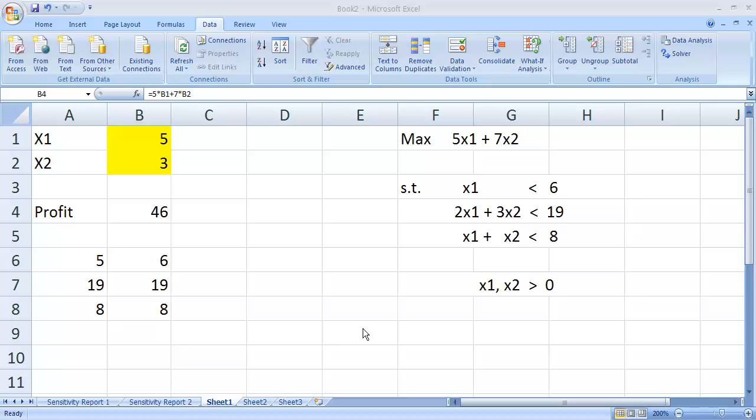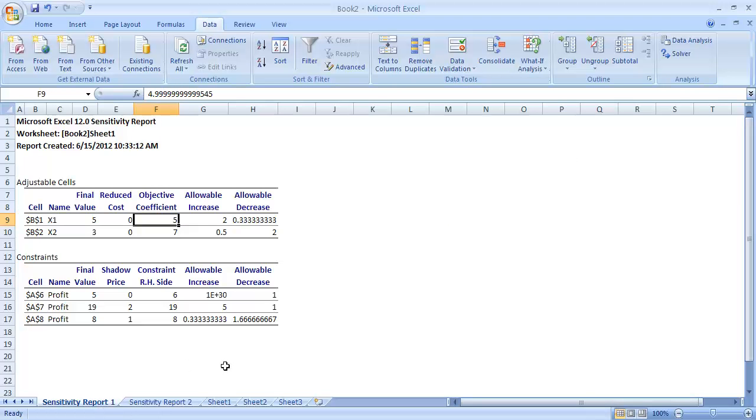Hey class, Bob here again for part 3 of sensitivity analysis. What we want to do now is look at this third part of the sensitivity report that deals with the constraints. I'm going to walk you through the meaning of these numbers, and then we're going to look at the spreadsheet, manipulate it a little bit, and prove to ourselves that these numbers are correct.